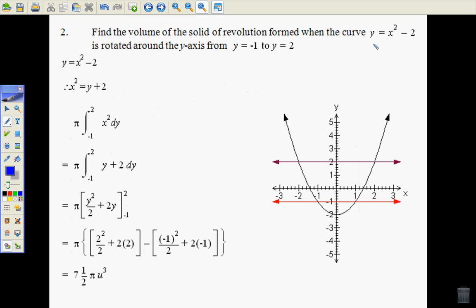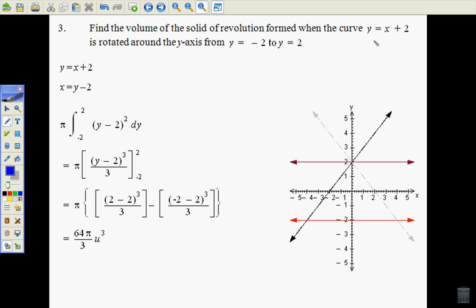This time we've got y is equal to x squared minus 2 rotating about the y-axis from minus 1 to 2. So you can see minus 1 to 2. This area is rotating around. So instead of y equals x squared minus 2, let's get x squared equal to y plus 2. So pi x squared dy would become pi times y plus 2 dy, because x squared is equal to y plus 2. Integrate both functions separately, and then substitute 2, substitute minus 1 in.